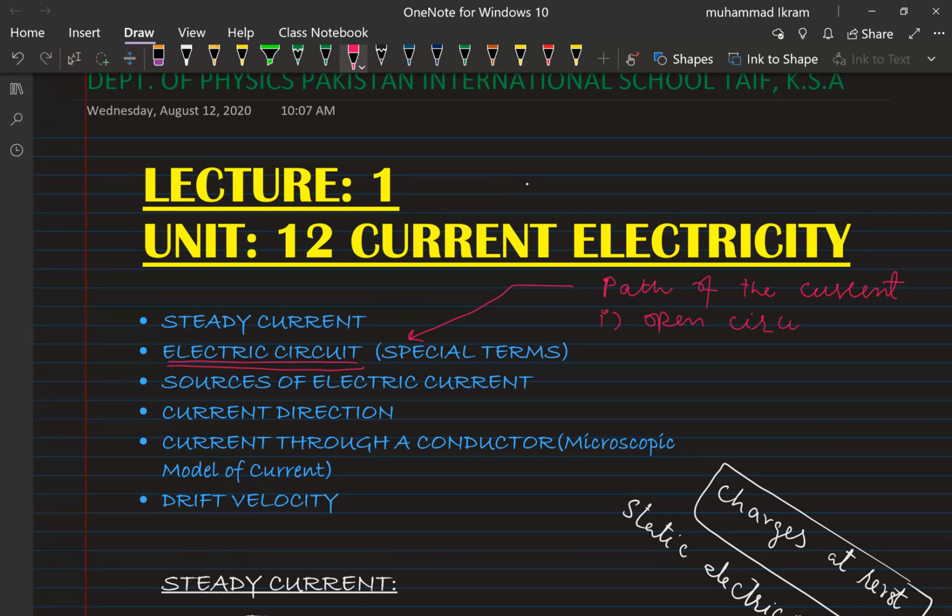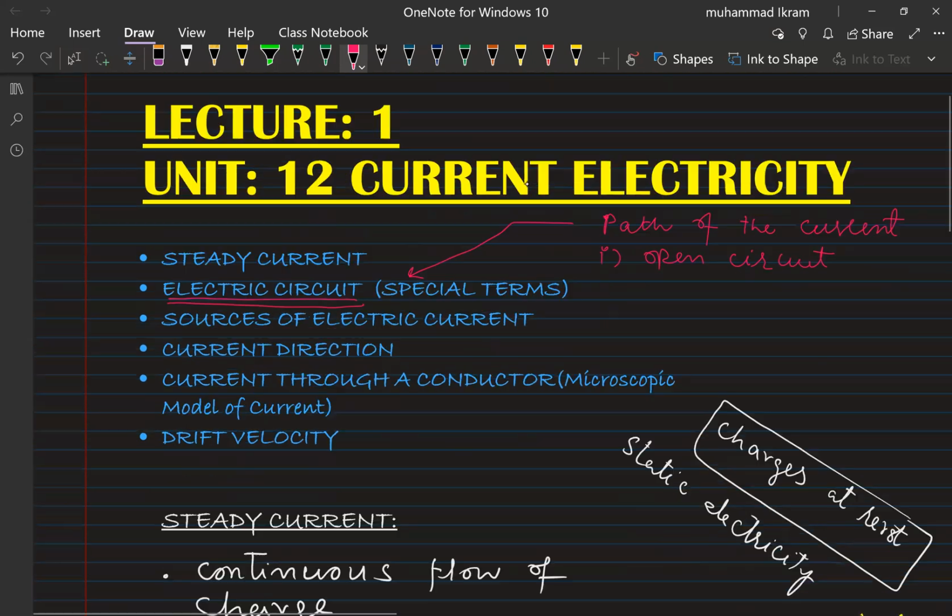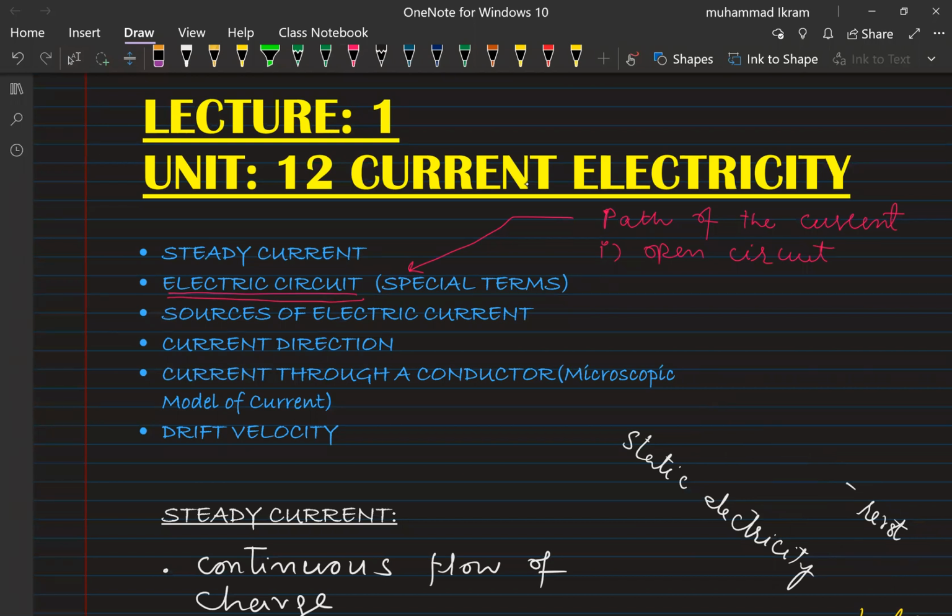Now, what is the open circuit? The open circuit is the one in which the path of the current is incomplete. And we have the closed circuit. So let us first tell you about the open circuit.